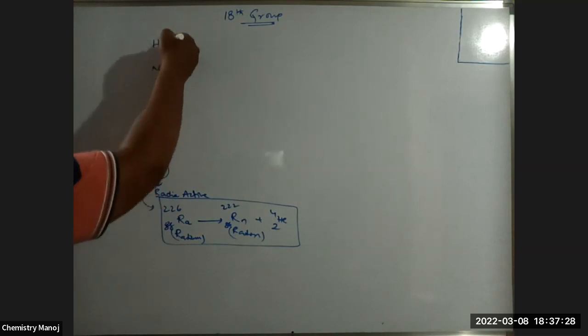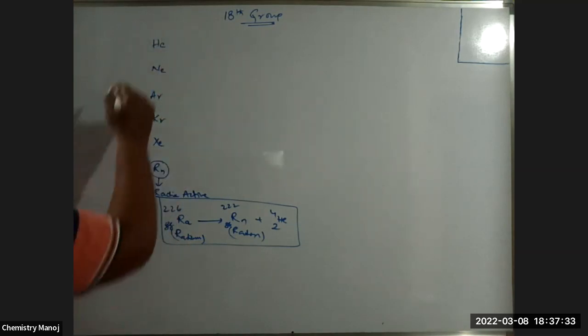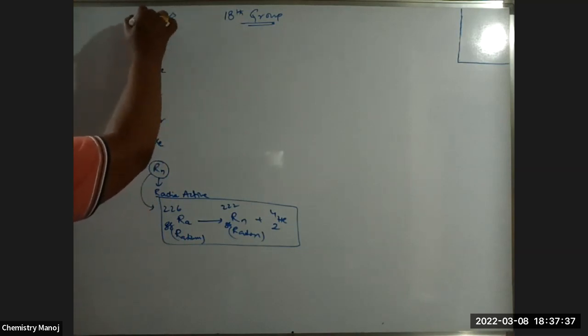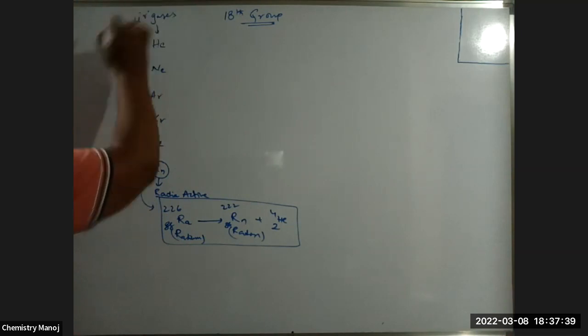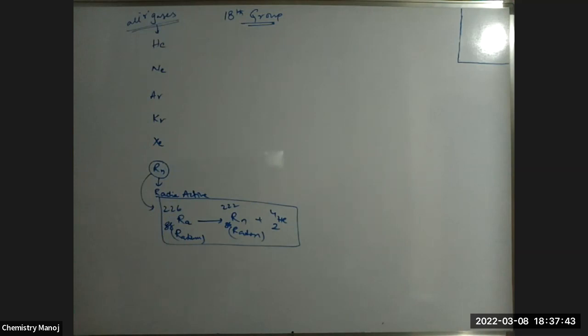Now, what are the elements? These are nothing but helium, neon, argon, krypton, xenon, radon. Now, all these are gases, my dear, first of all. All are gases. This is the only group having all gaseous elements in your periodic table.